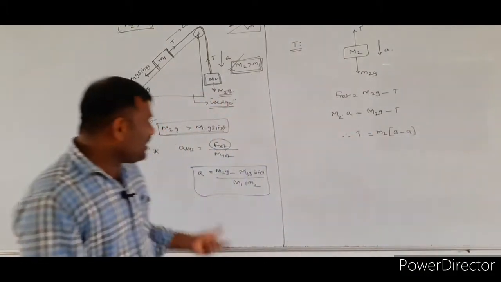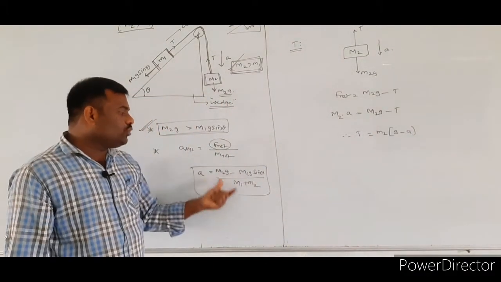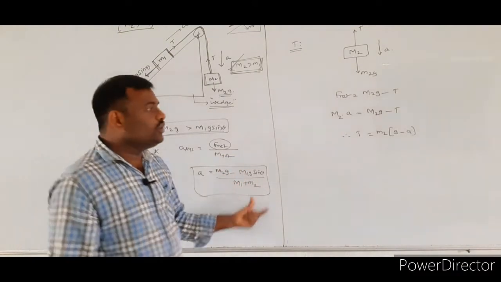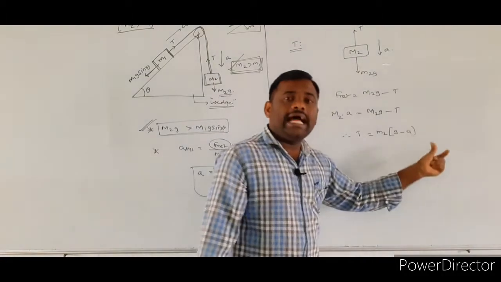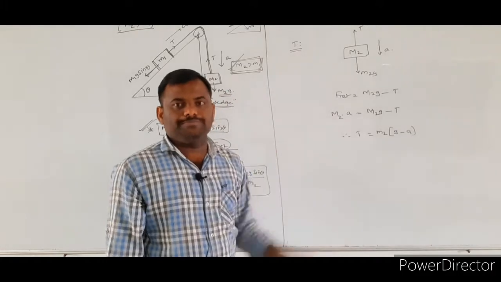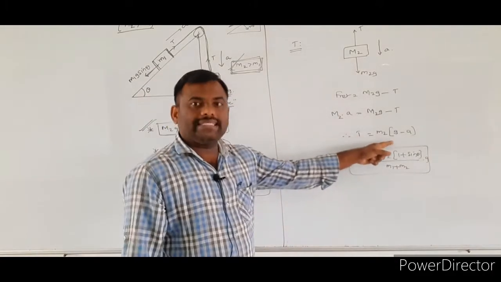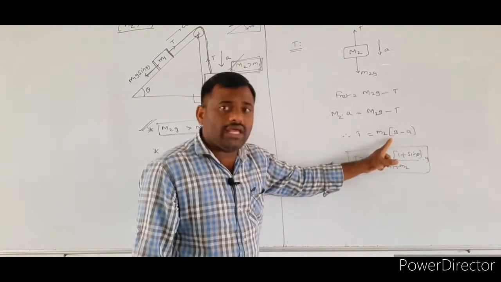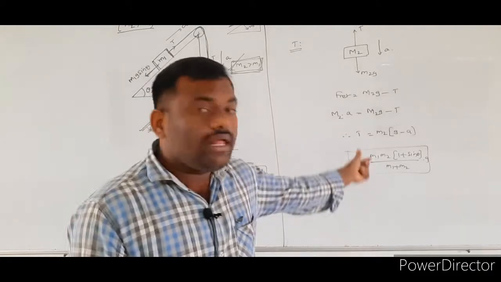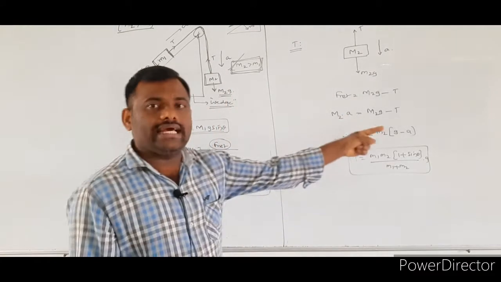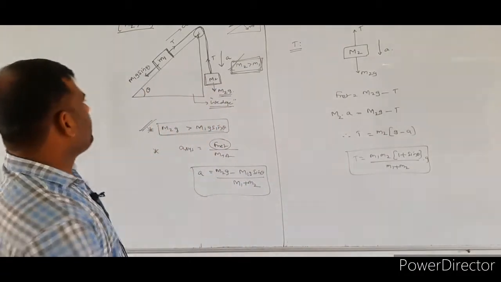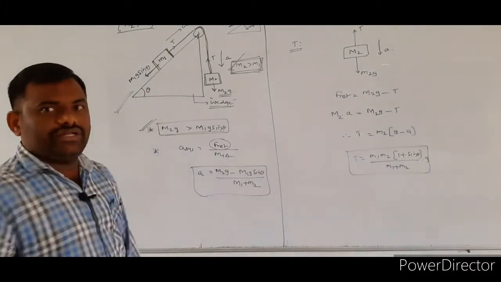What is the a value here? Already you got the a value. What is that? m2 into g minus m1 into g into sin theta by m1 plus m2. If you substitute the value of a here and simplify the given equation, you will get the resultant value of the tension. By substituting the value of small a in this equation, the required equation for the tension is given by T is equal to m1 m2 into 1 plus sin theta into g by m1 plus m2. So this is the required expression for the tension for this given wedge-shaped application.